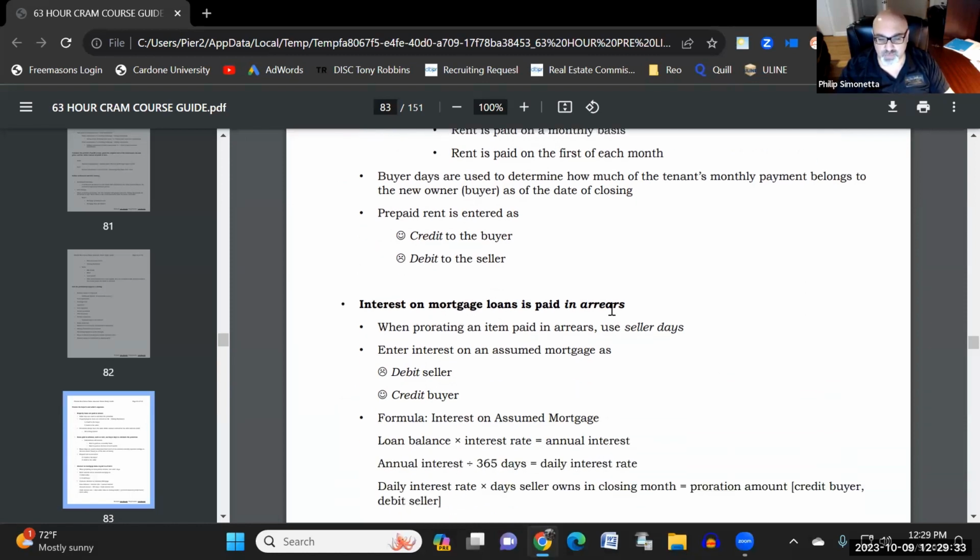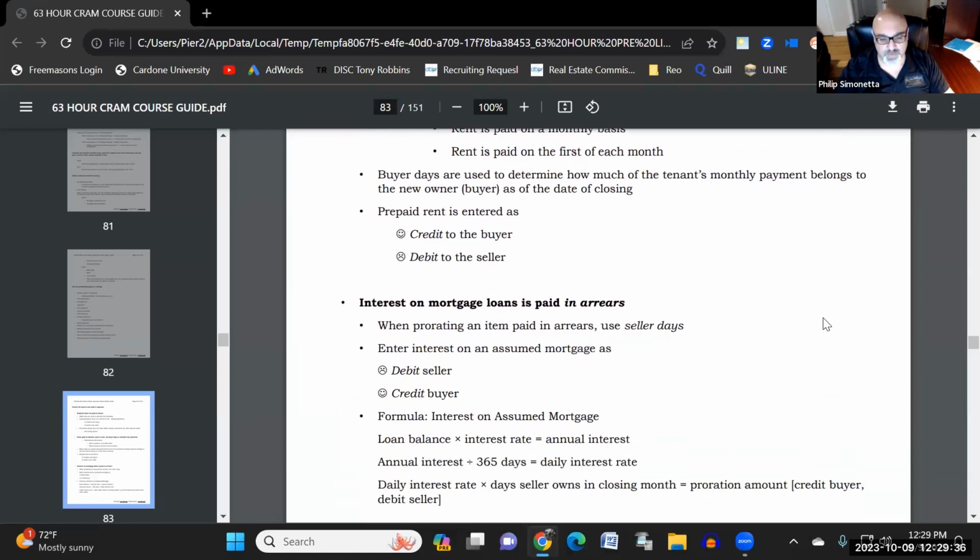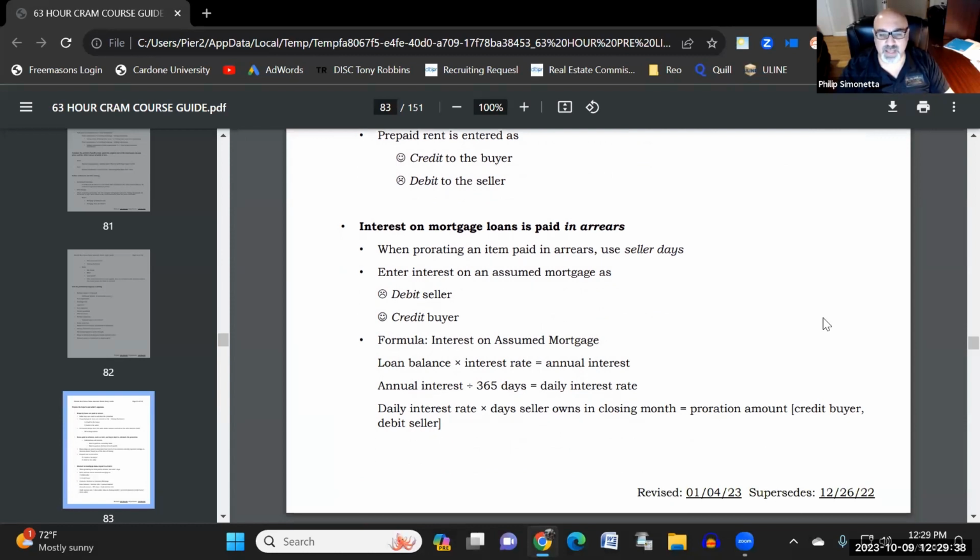Interest on mortgage loans are paid in arrears as well. When prorating an item paid in arrears, use seller days. So on an assumed mortgage, when you have interest on an assumed mortgage, it's entered this way: a debit to the seller and a credit to the buyer, right? Because the assumed mortgage, they still owe a certain amount on that, the debit to the seller. The buyer is going to start paying it next month.